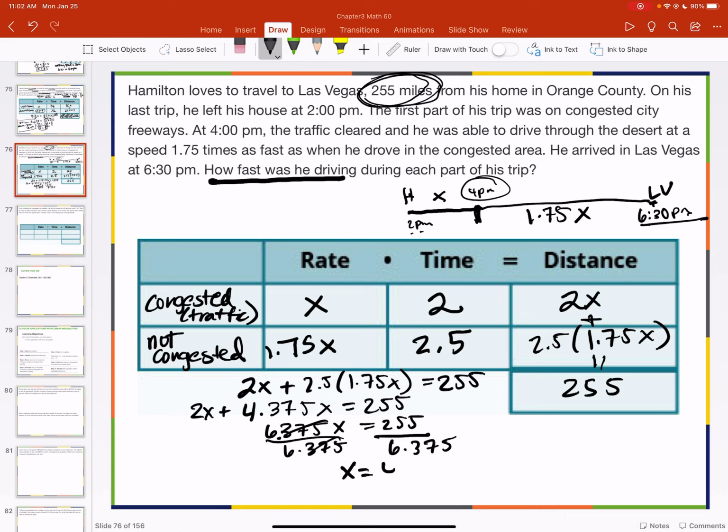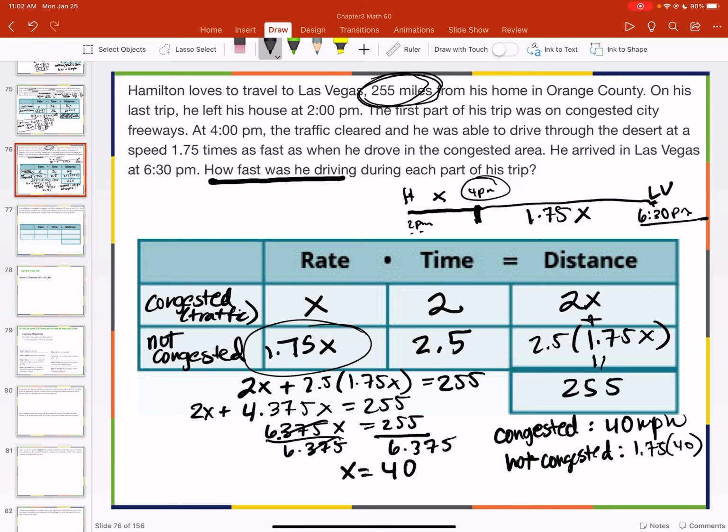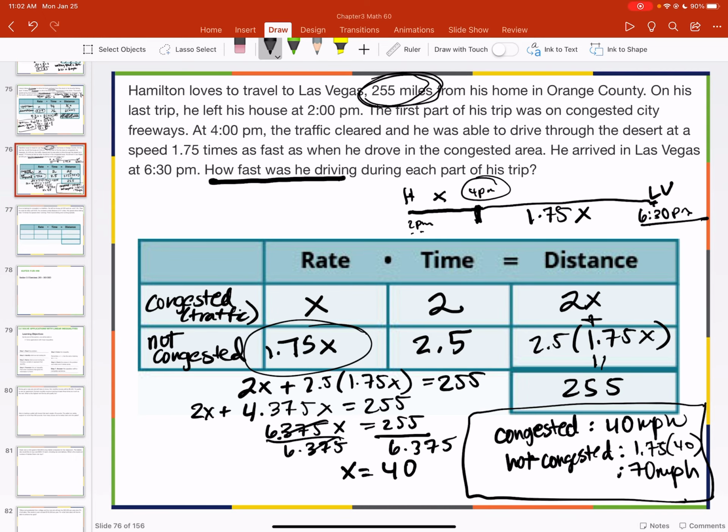So he's going 40 miles per hour during the congested part. So during the congested part, or in traffic, he's going 40 miles per hour. And then in the non-traffic or not congested part, he's going 1.75 times 40. So let's see what that is. So times 1.75, that's going to be 70 miles per hour. And that's your solution right there.